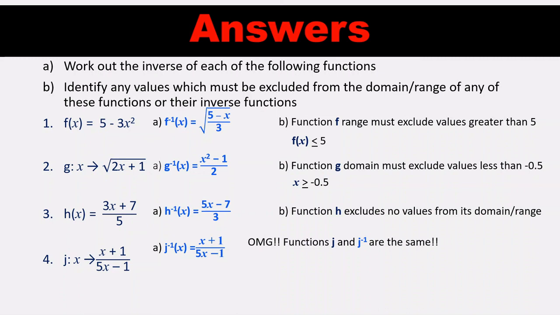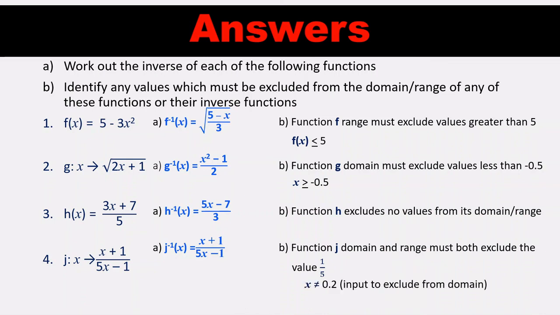Since these functions are the same, they've got the same restrictions on them. They're both fractions, and as we know, we can't divide by 0, so the denominator of those fractions can't be 0. That is, 5x minus 1 can't be 0, which means 5x can't be 1, and x can't be 1 over 5, or 0.2. Since this is the case for the domain of function j, as well as the domain of the inverse of function j, both the domain and range for function j must exclude the value 1/5.